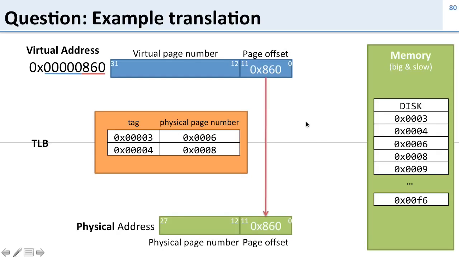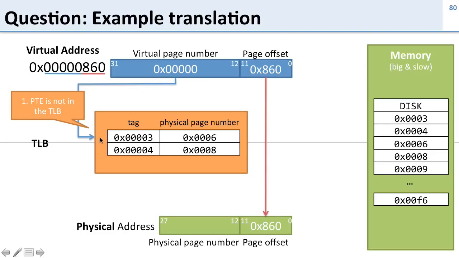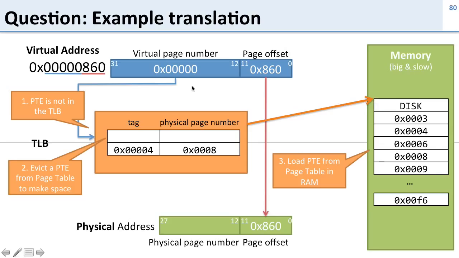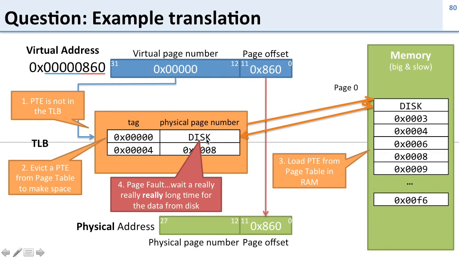So let's walk through this. Here's our page offset, it goes straight through. Here's our virtual page number. We look in our TLB. Yeah, it's not in the TLB. Okay, fine. So we're going to evict one of these. So we go ahead and evict it. And we're going to go to memory to load it from memory. So we go to our page table. We're looking at virtual page 0. So that's going to be the first page in our page table. We find it here. We load it in. And hey, it says it's on disk. So now when we try and do our translation, we get a page fault. And we have to wait a really, really long time to get the data from disk.